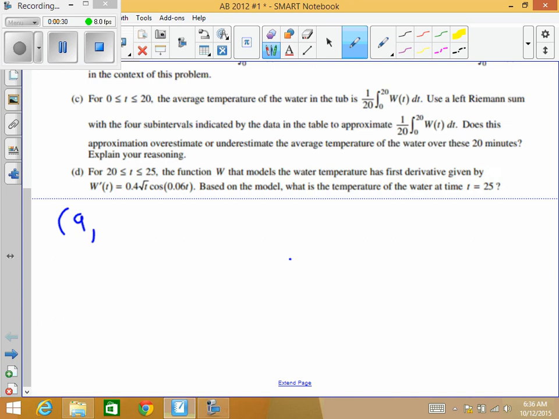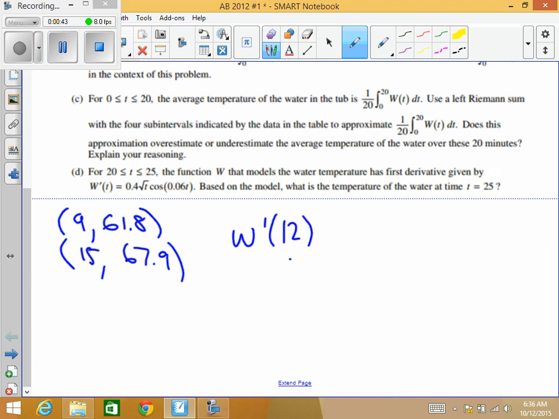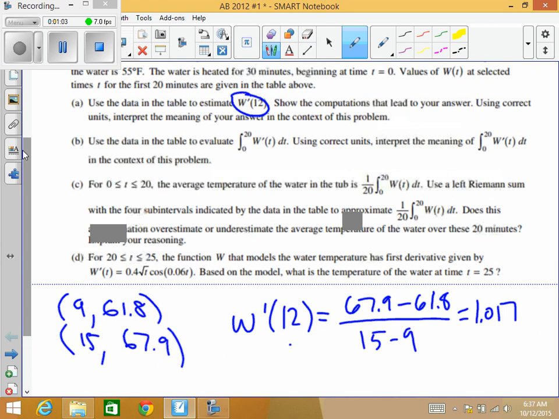So our first point was 9, 61.8. Our second point was 15, 67.9. If we want to find that approximation for w prime of 12, we just calculate the slope. 67.9 minus 61.8 divided by 15 minus 9, and we end up with 1.017. It's also asking us to show the computations. We did that.